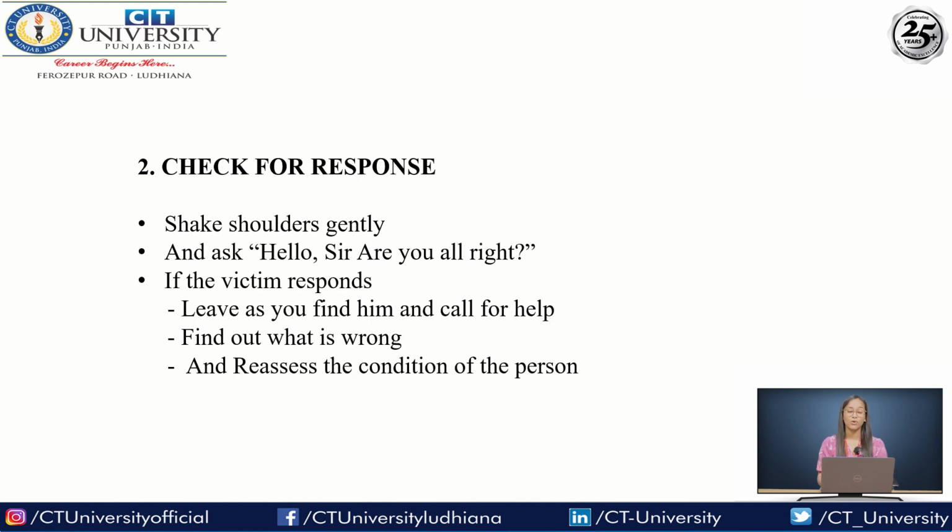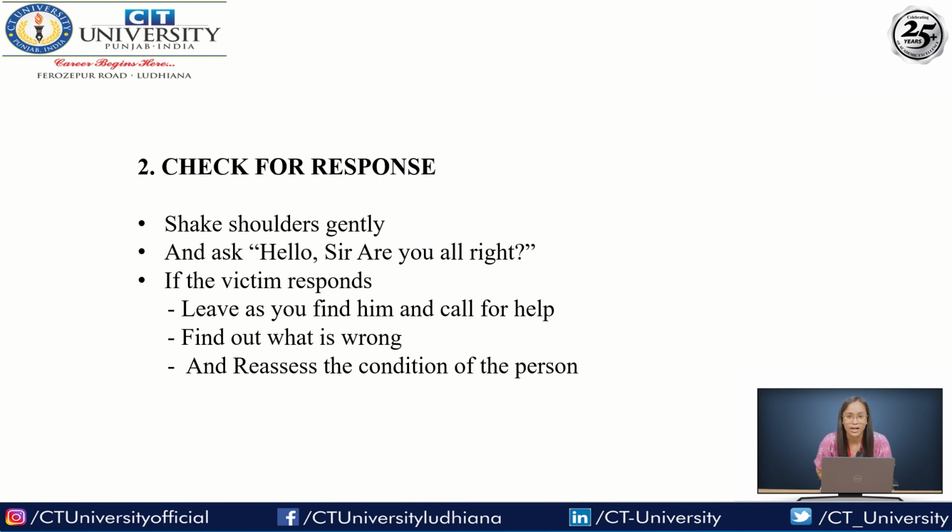Then second, you have to check for the response. You have to gently shake the shoulders of the patient or victim, asking, "Hello sir, are you all right?" You don't always have to use medical language. If the person is a layman and doesn't know the English or the language you are speaking, then you should speak in layman's terms. You can say, "Babaji, tusi theek ho?"